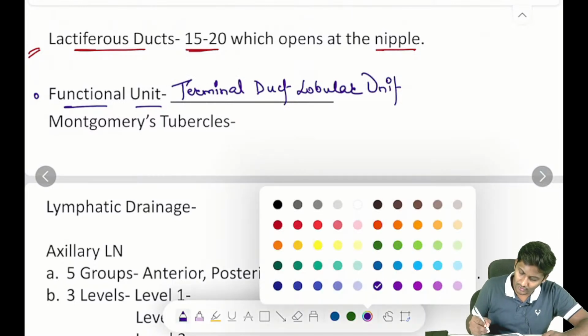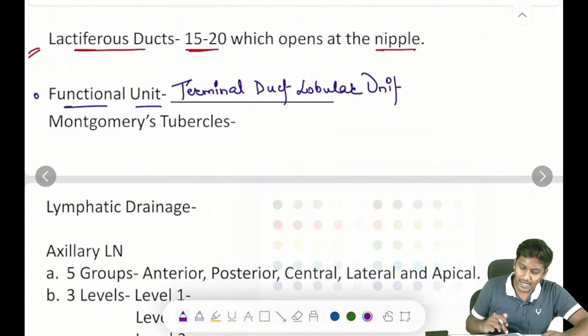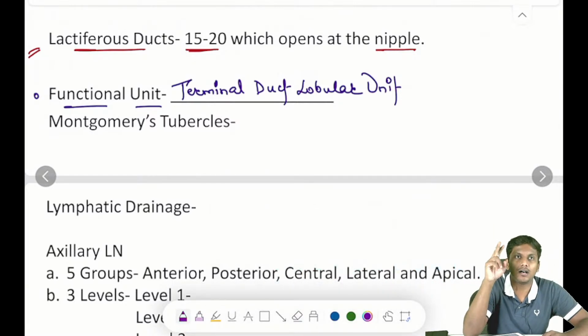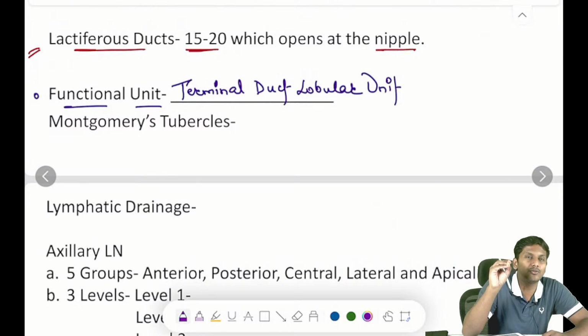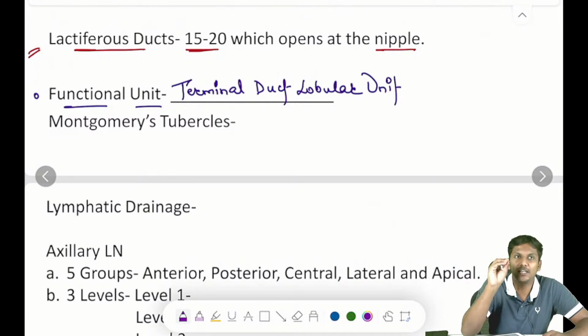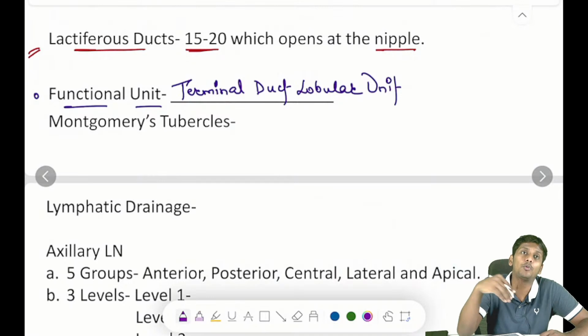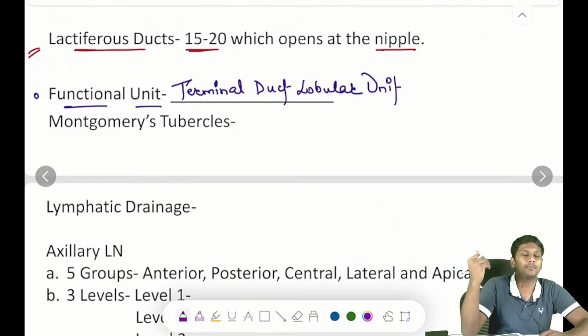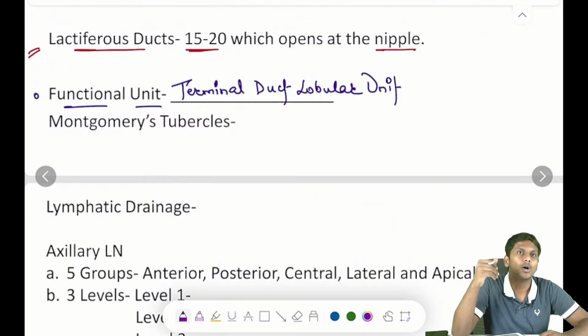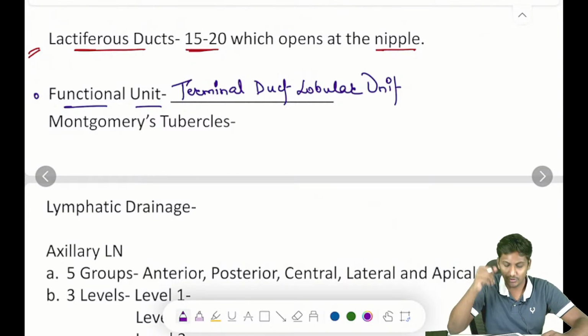Next important, what are Montgomery's tubercles? I've already told you that in the areola, that means the black pigmented part around the nipple, we definitely have sebaceous glands. But these sebaceous glands undergo hypertrophy during pregnancy or lactation and become more prominent. These prominent, hypertrophied sebaceous glands are what are called the Montgomery tubercles. Okay, no issues with this, anybody?